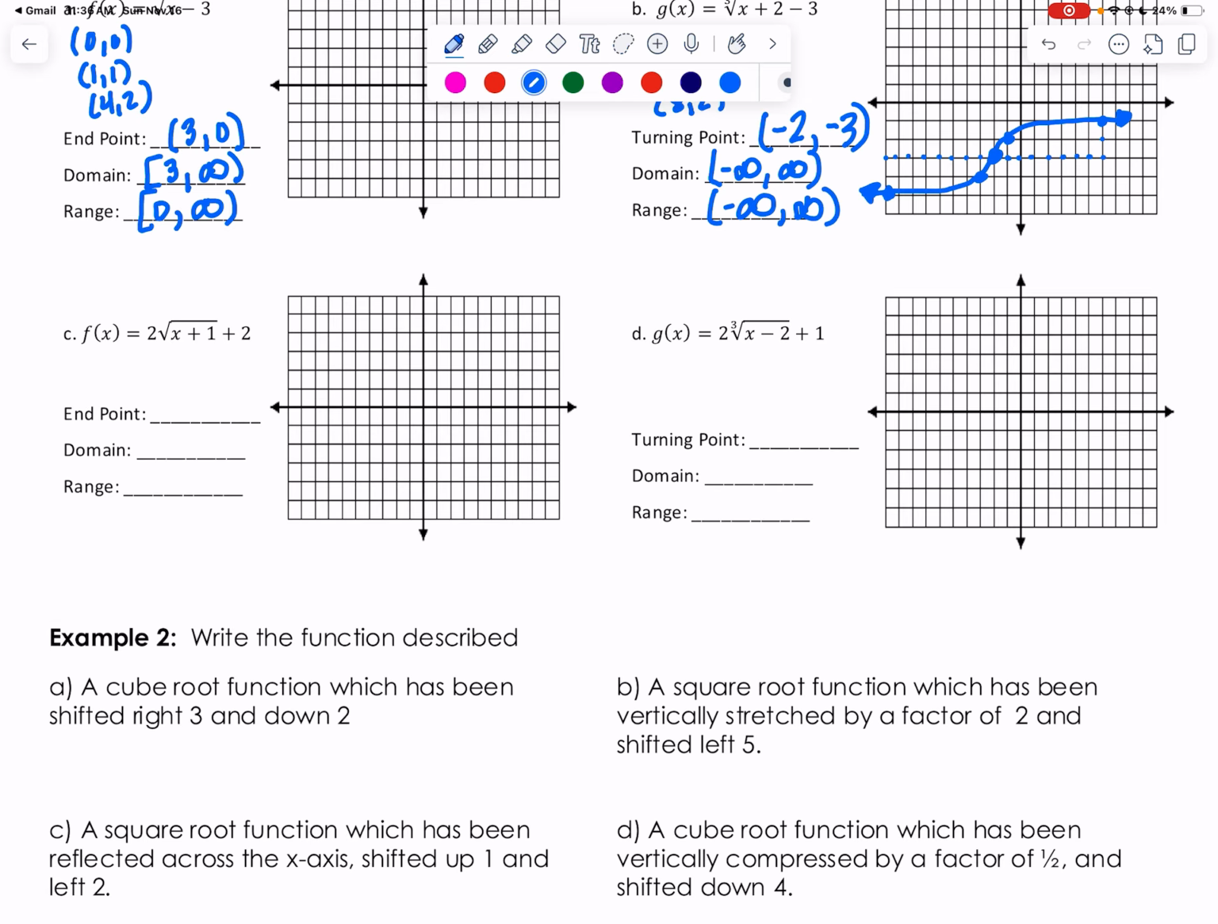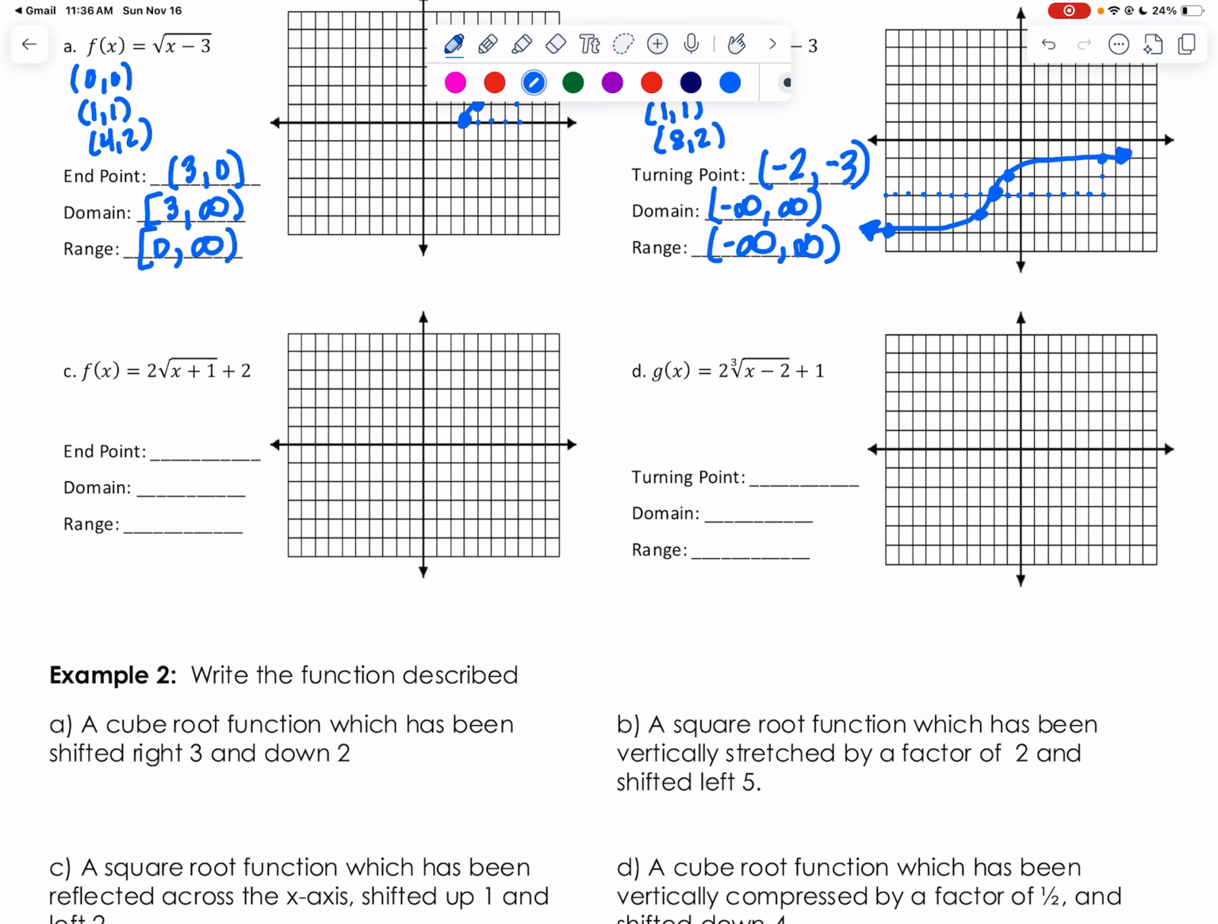We have f of x equals 2 times the square root of x plus 1, plus 2. So this is a square root function, so our ordered pairs were (0, 0), (1, 1), and (4, 2). All right, so our endpoint here, we have the square root of x plus 1, so I need to take the opposite, that'd be negative 1, and then we're moving up 2, so positive 2. So on my graph, I'm going to plot that point, left 1, up 2. This is our new (0, 0).